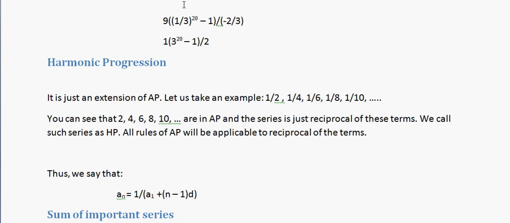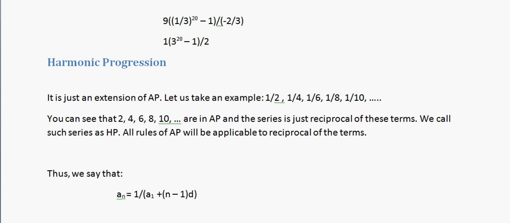Now let's go to another concept, which is harmonic mean, right? Harmonic mean is just an extension of AP. Let's look at a series which is 1 by 2, 1 by 4, 1 by 6, 1 by 8, 1 by 10. So you can see that 2, 4, 6, 8, 10 are in AP, right? If reciprocals of the numbers given in a series are in AP, we call that series in HP, or harmonic progression, right? So what we can say is AN is equal to 1 upon A1 plus N minus 1 into D, right?